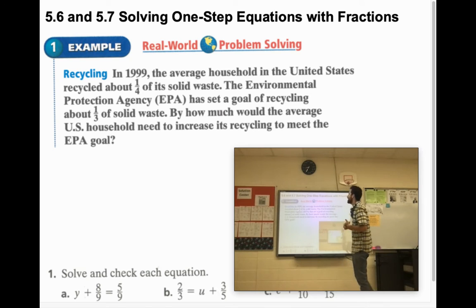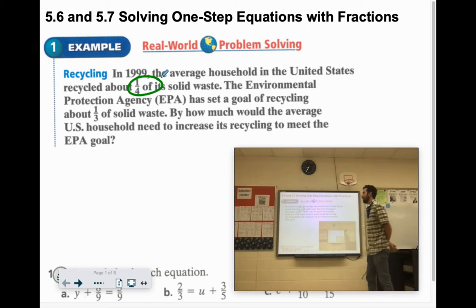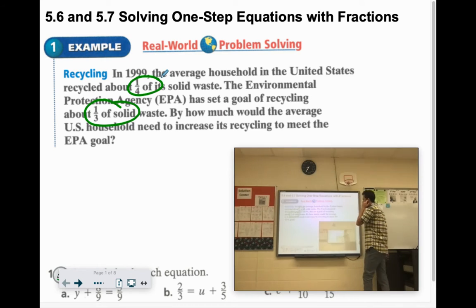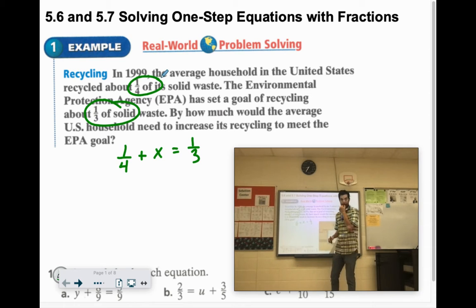In 1999, the average household in the United States recycled about 1/4 of its solid waste. The Environmental Protection Agency has set a goal of recycling about 1/3 of your solid waste. By how much would the average household need to increase its recycling to meet the EPA goal? Here's where we're at, 1/4. We're trying to increase by some amount to get to the EPA's goal of 1/3. Great, this isn't too tough.